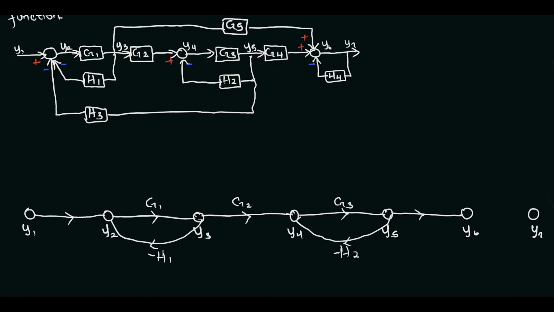It's between y5 and y6, you have your g4. Then you have y6 to y7. There's nothing there, so it's 1. Then you have the feedback y7 to y6, negative h4. And your g5 is between y3 and y6.